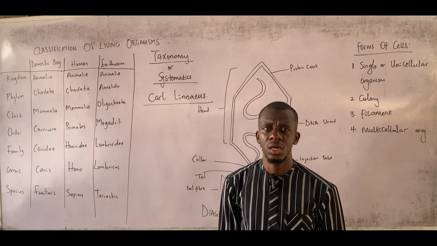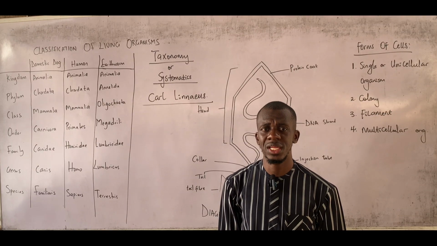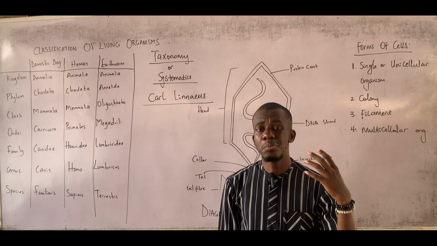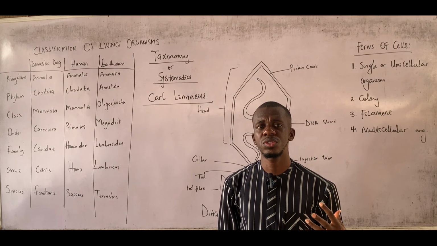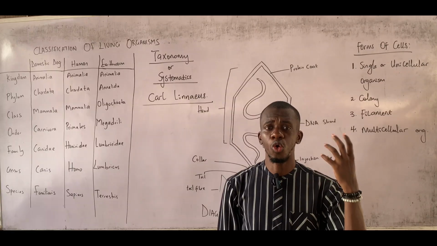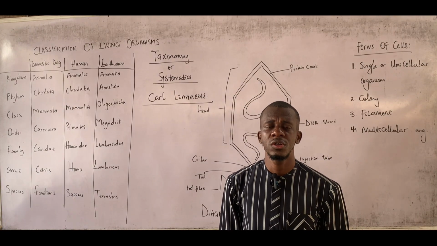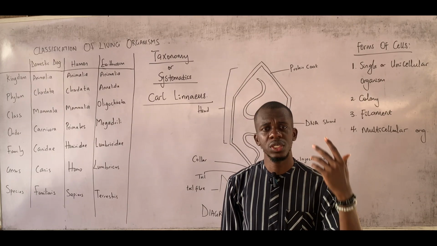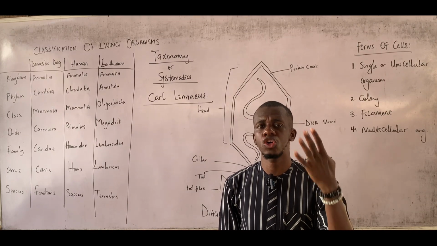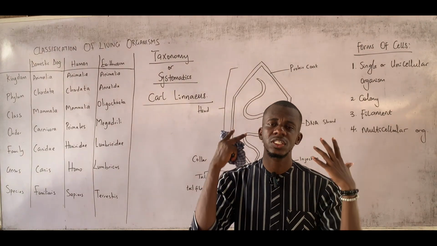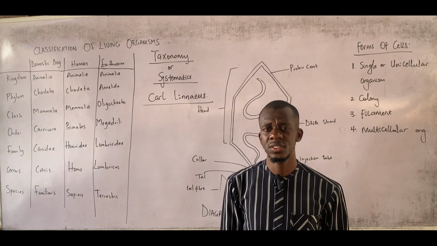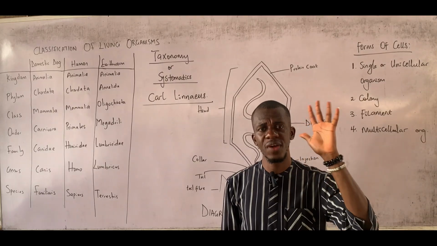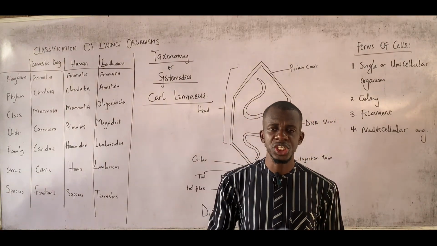Okay, that being said, you should know that there are two types of classification. We have the modern classification and something we call, let's call it, the old system of classification. All right. So in the old system of classification, we have kingdom, phylum, class, order, family, genus, and species. All right, I go again. Kingdom, phylum, class, order, family, genus, and species.